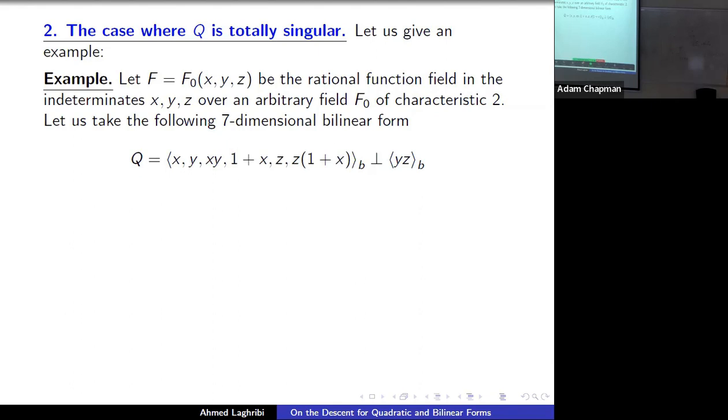And I take this bilinear form, a 7-dimensional bilinear form. So let me explain here, because I used a notation. When you see this notation, E1, ..., EN, and I write here E, it means bilinear. This is just the bilinear form, the sum from 1 to N of EI, XI, YI. Okay? This is the bilinear. And we take this bilinear form, which is of dimension 7.